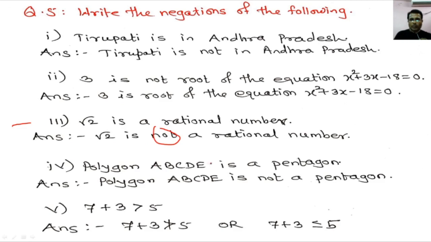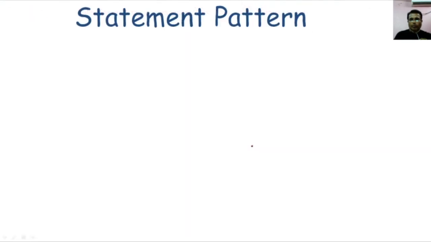Next, polygon ABCDE is a pentagon, so just consider polygon ABCDE is not a pentagon. Next, 7 plus 3 is greater than 5. We have already seen how to consider negations of mathematical relations. If greater than is there, you can write not greater than, or you can write less than or equal to. This way you can consider the solutions of exercise 1.1.